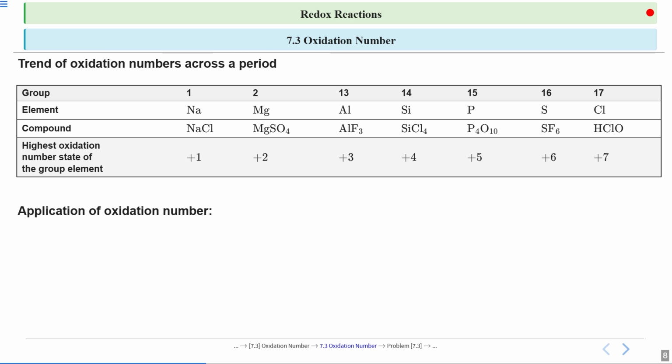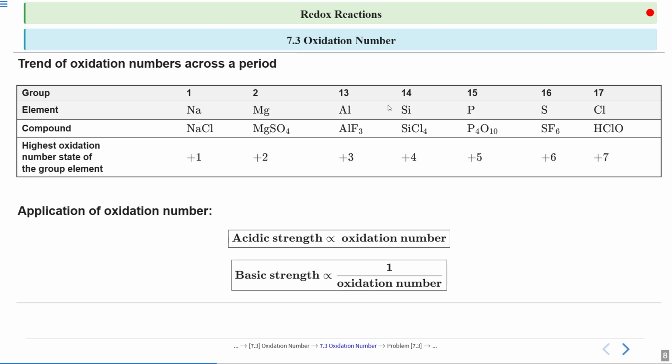So what are the applications of oxidation number? The acidic strength is directly proportional to oxidation number. That means as the oxidation number increases, the acidic strength also increases. And the oxidation number is inversely proportional to the basic strength. That means as the basic strength increases, the oxidation number decreases.